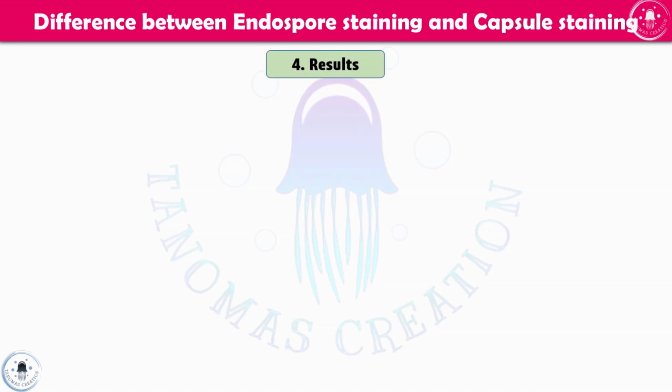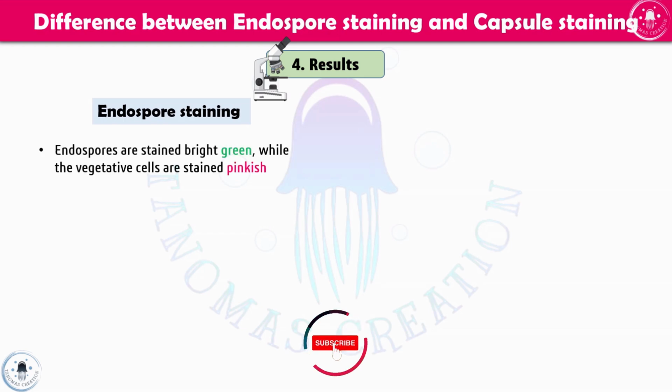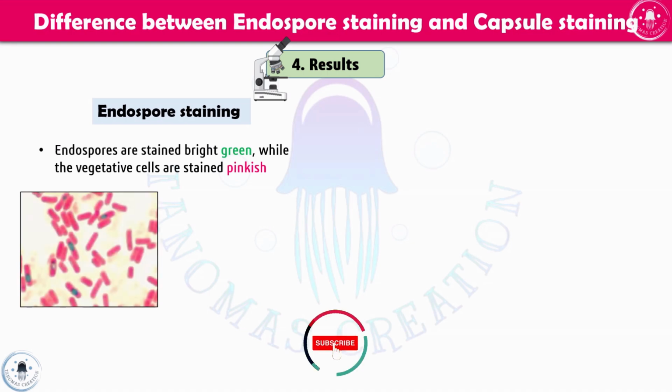Now, what are the results that we can expect from this experiment? In the endospore staining, the endospores will appear bright green in color, while the vegetative cells will stain pinkish. In this picture, as you can see, the vegetative cells are pink, whereas some of the bacterial cells that contain endospores show bright green endospores. Not all the bacteria have endospores, as I said earlier. Only some of the bacteria will have them.